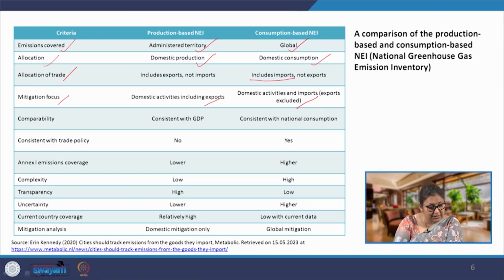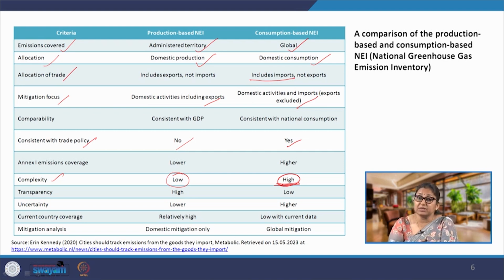If we look at the trade policy, whether it is consistent with trade policy, for consumption based it is extremely relevant. What is the trade policy? And if we look at production based, it is not taking into account the trade policy, it does not require to. Also, if we look at the complexity, production based has much lower complexity, and that is the reason it is often picked up, while consumption based emissions have much higher complexity, and that is the reason it is often discouraged from use.